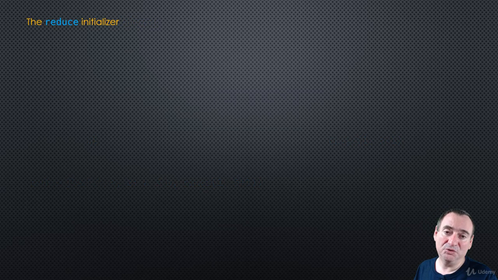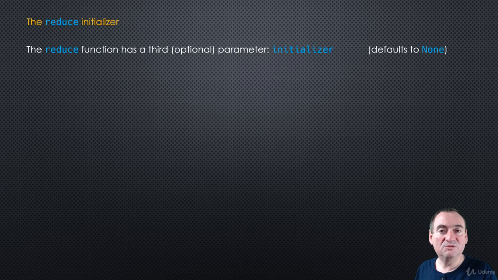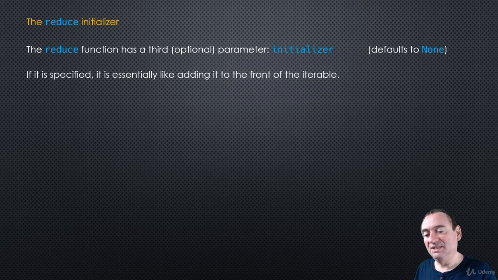Okay, so the last thing that I want to mention is that the reduce function actually has an initializer. And in the code, I'll show you how we might implement something like that ourselves, although I won't do a full implementation of it. But the reduce function has a third optional parameter that defaults to None, which is why we haven't talked about it so far.